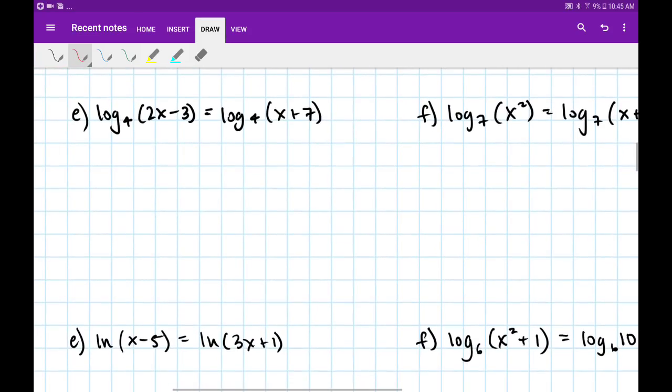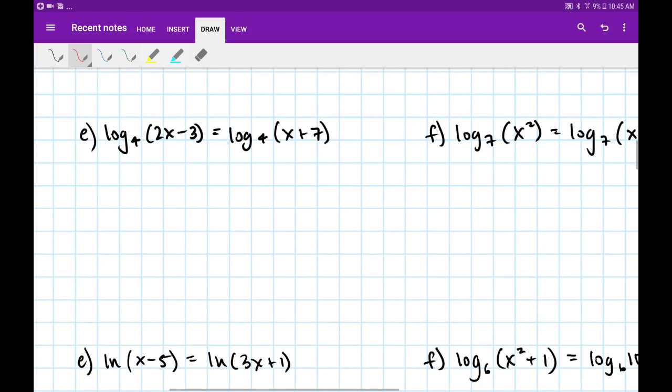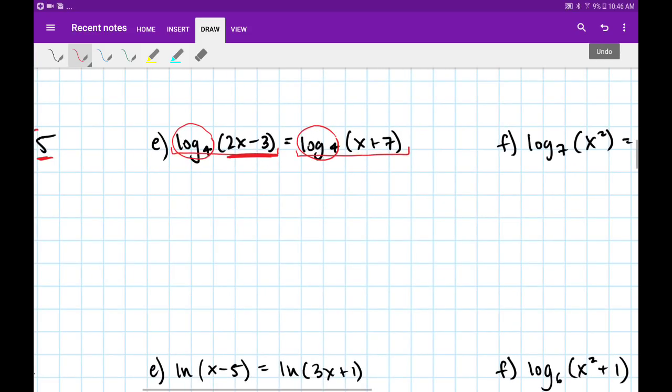Let's do the same thing for E. Notice that we have logs isolated on both sides. There's nothing being multiplied out in front. There's nothing being added or subtracted from the end. And everything is equal on the left and right. It's log base 4 and log base 4. So if I need the left side to equal the right side, then that means 2x minus 3 should equal x plus 7. I'm going to cross out my logs and set them equal.